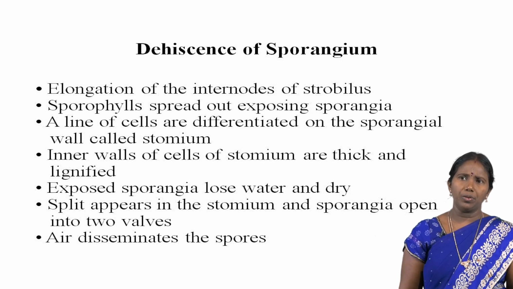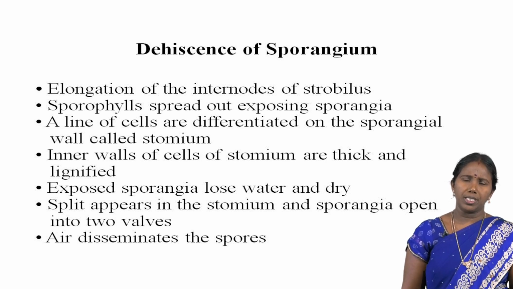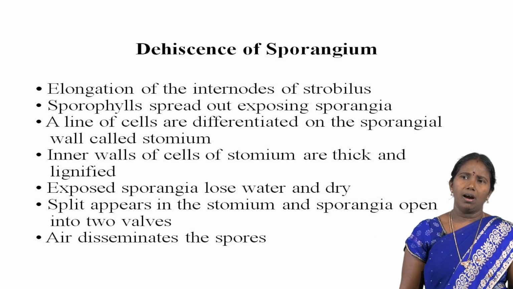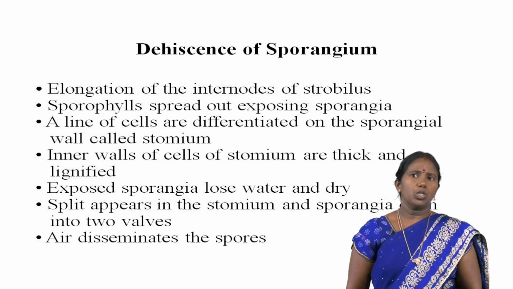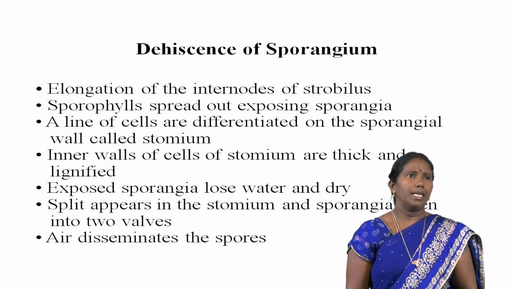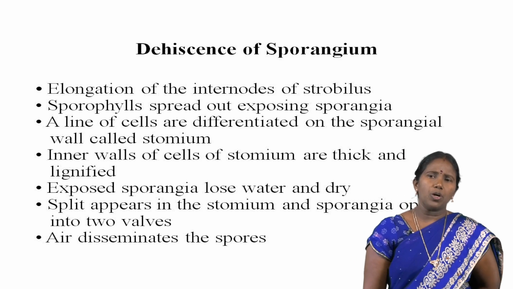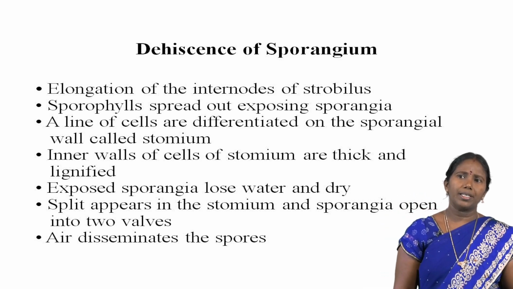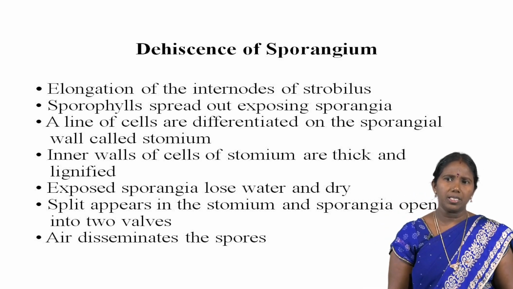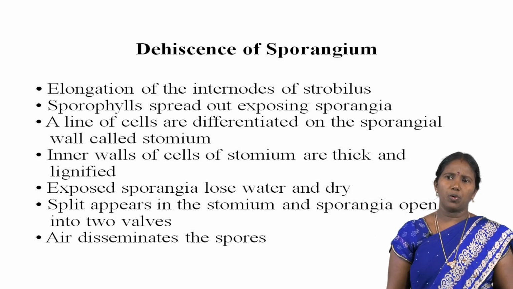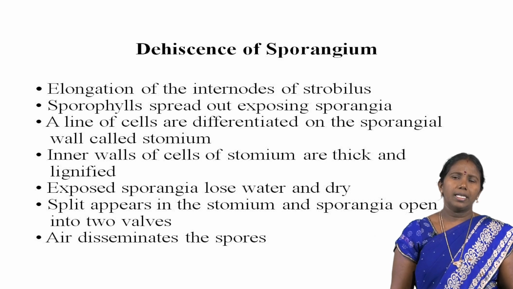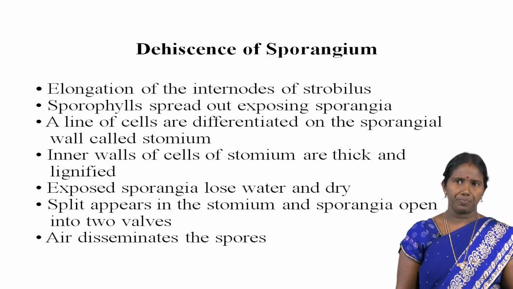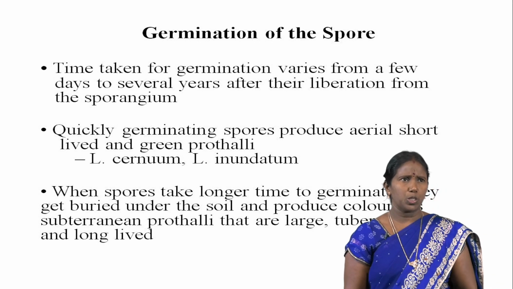Sporophylls spread out, exposing the sporangia. A line of cells differentiated on the sporangial wall is called the stomium. The inner wall of the stomium is thick and lignified. The exposed sporangia lose water and dry, a split appears in the stomium, and the sporangia open into two valves, disseminating the spores.